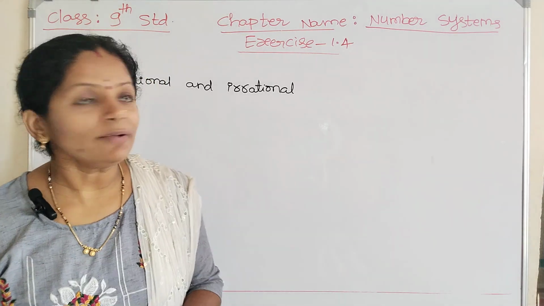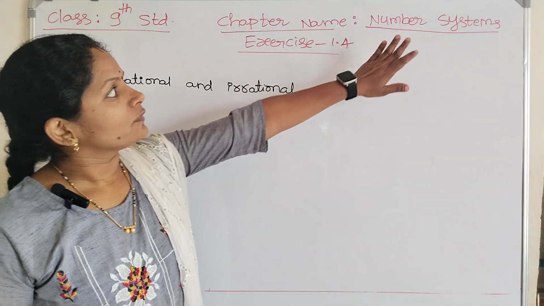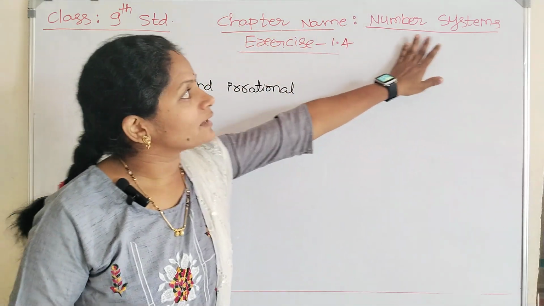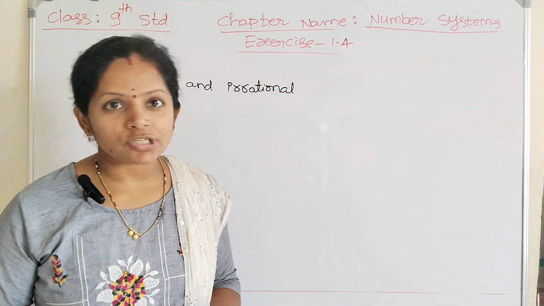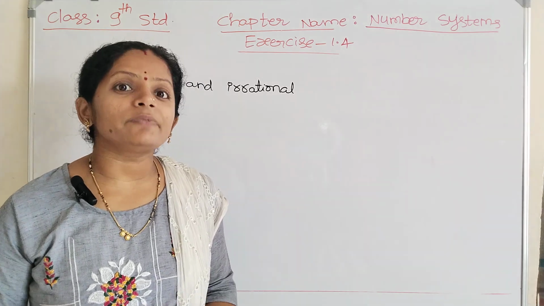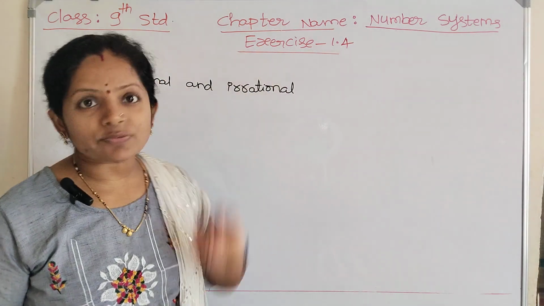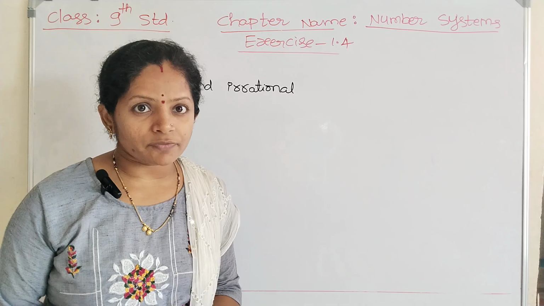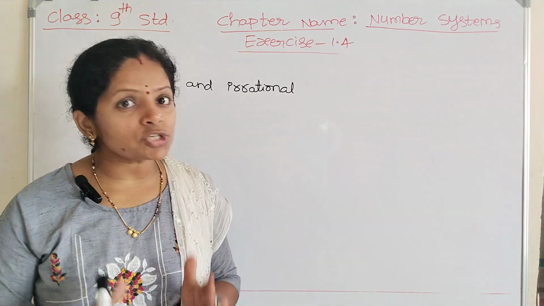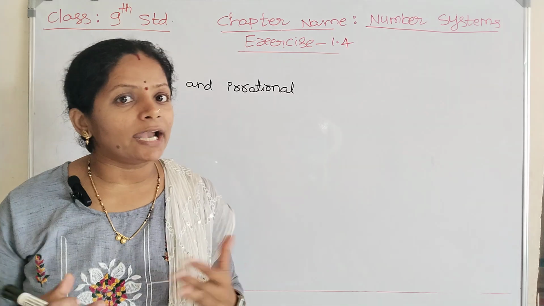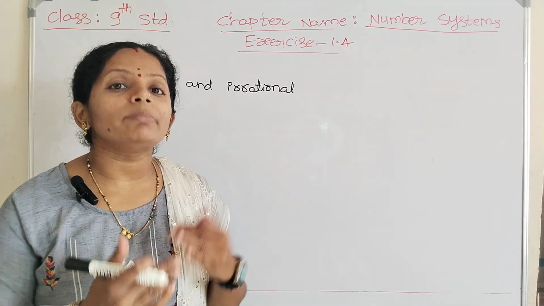Here we are learning a chapter from the 9th standard, that is Number Systems. In the earlier video we solved all the questions from exercise 1.3. In this video we are going to solve exercise 1.4. Before going to the first question of this exercise, let us see what the result will be if we perform operations on rational numbers and irrational numbers.